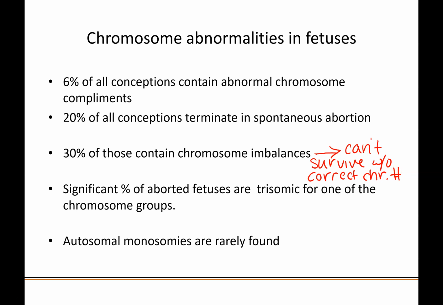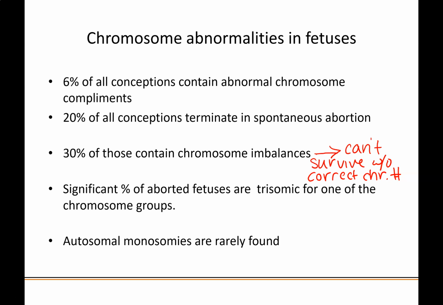Most of those spontaneously aborted fetuses are trisomic for one of the chromosomes, which means there's an extra copy found. And actually, I misspoke. Spontaneous abortion means that basically the mother has a miscarriage, not necessarily that she doesn't know about the pregnancy yet. So of the fetuses that they have surveyed, most of them, or a significant number of them, are trisomic. They very rarely find monosomies.